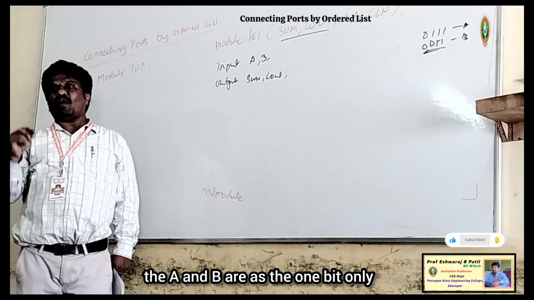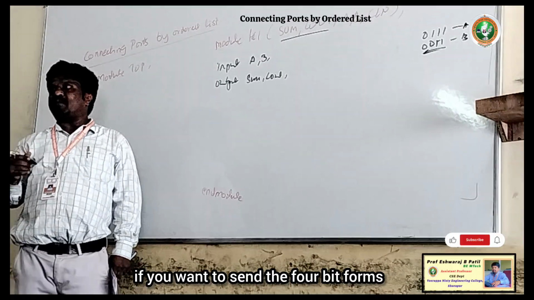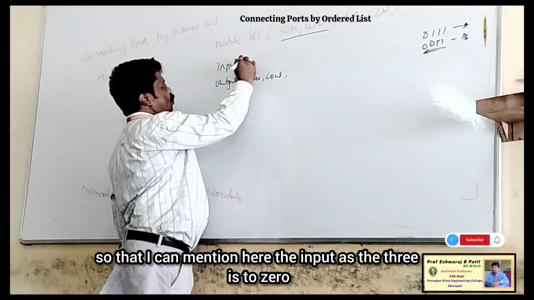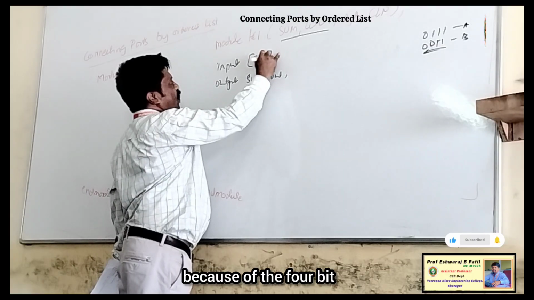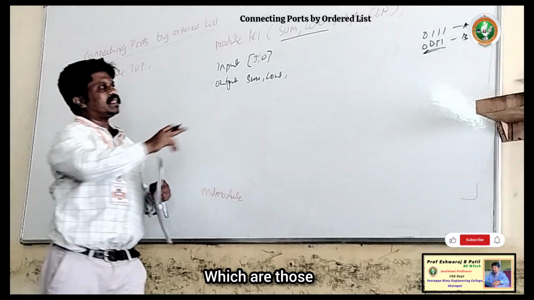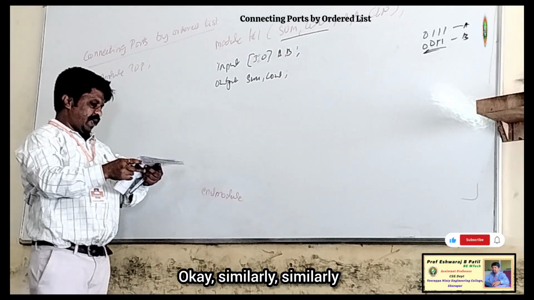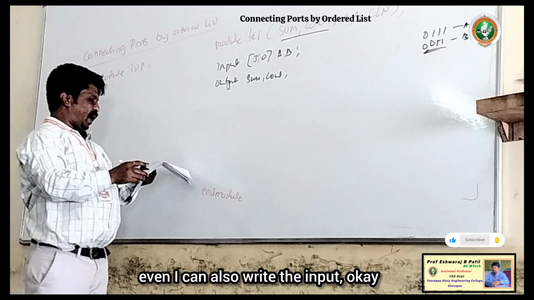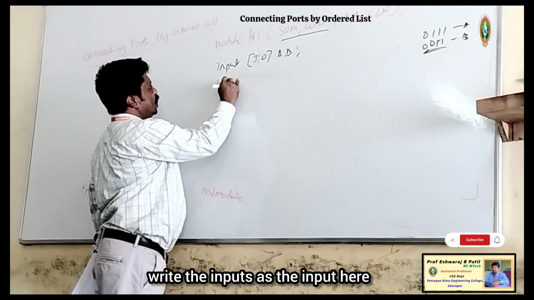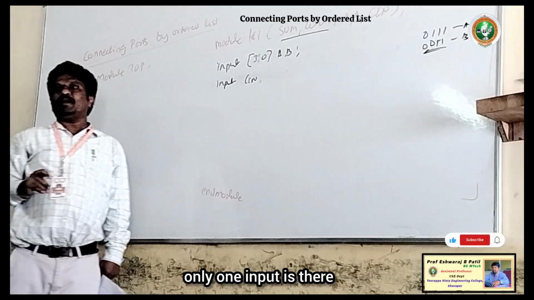A and B are 1-bit only. If you want to send 4-bit forms, I have to send them in vector form, so I can mention the input as 3:0, because of the 4 bits 0, 1, 2, 3. A and B are those. Similarly, I can also write the inputs here. There is only one input for the carry.